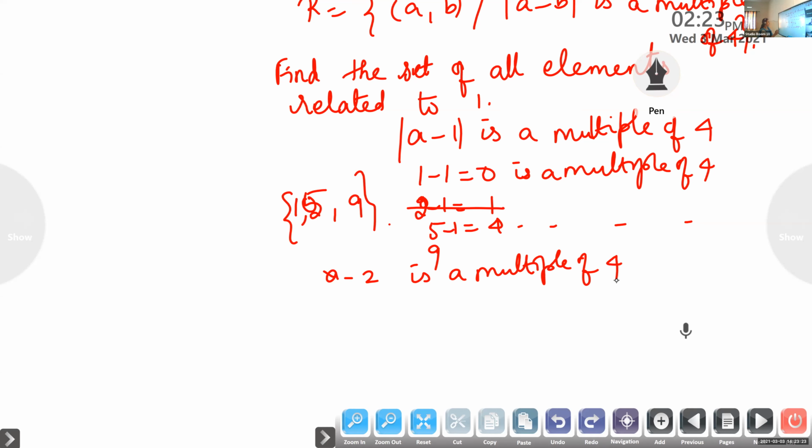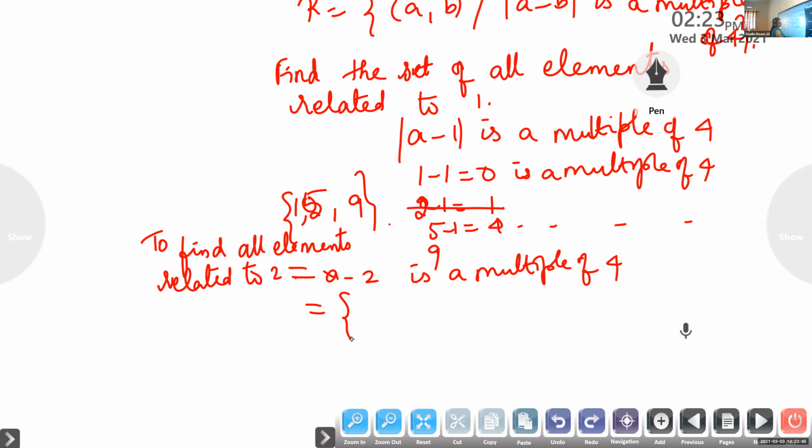Suppose we are asked to find all elements related to 2. That means A minus 2 is a multiple of 4. So which are the elements you will get here? Nandana, can you try this?